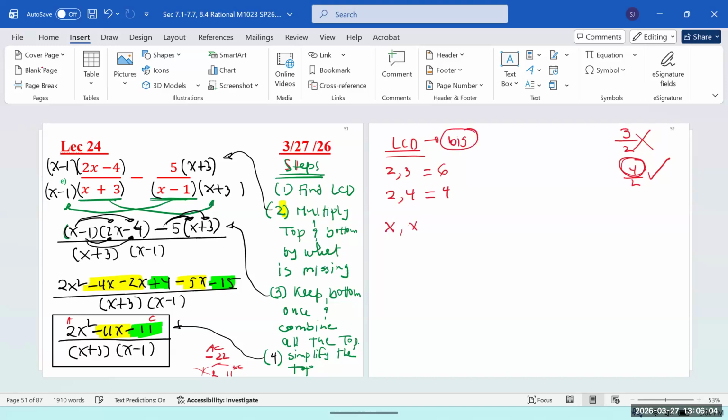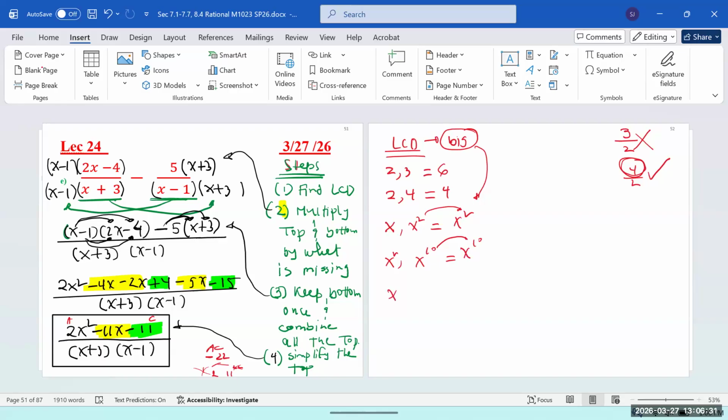So if you have x and x squared, what is your LCD? Which one is big? So LCD is x squared. If you have, let's say, x squared and x to the 10, what is the LCD? X to the 10, because this is bigger. LCD means you're looking for something big.